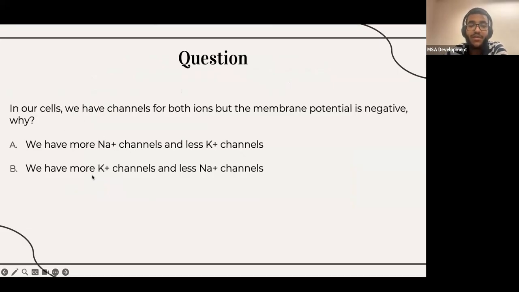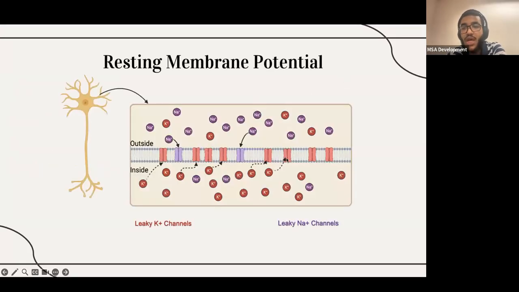Because we have more Na plus channels or more K plus channels. It's obviously because we have more potassium channels since potassium is winning. So we can basically say that the membrane is more permeable to potassium, and that's why the resting membrane potential is negative instead of positive. That's one of the factors making the resting membrane potential negative. I hope that this factor is clear.